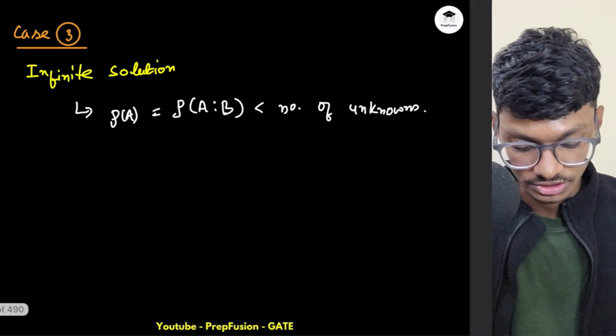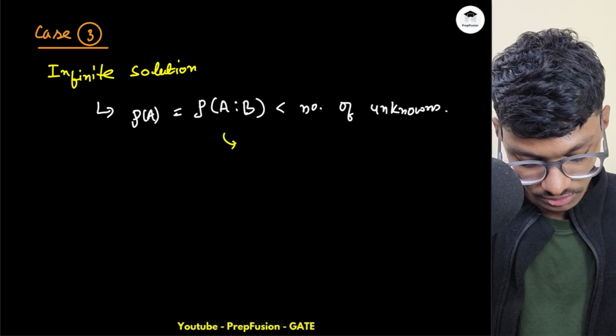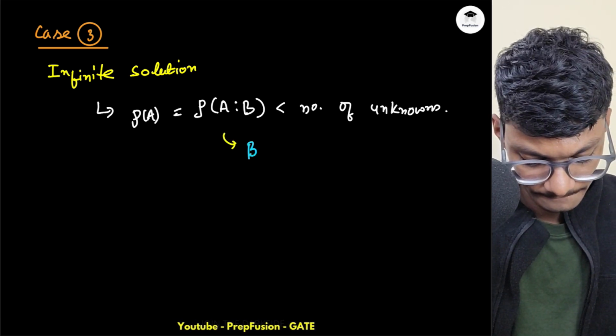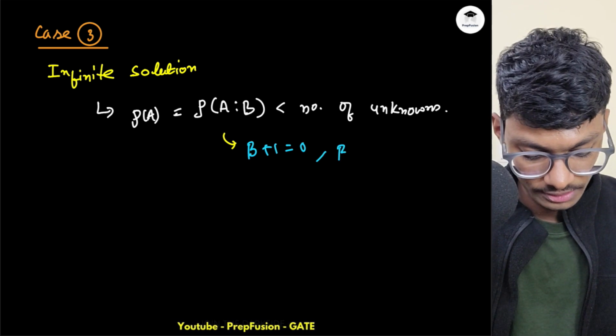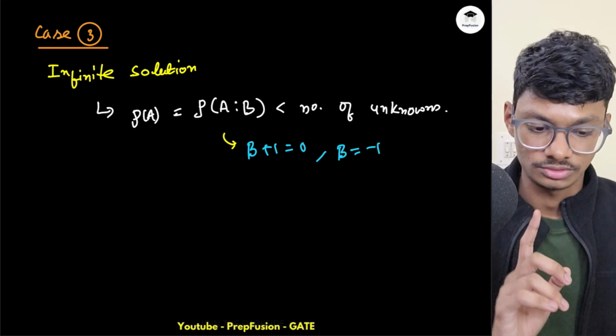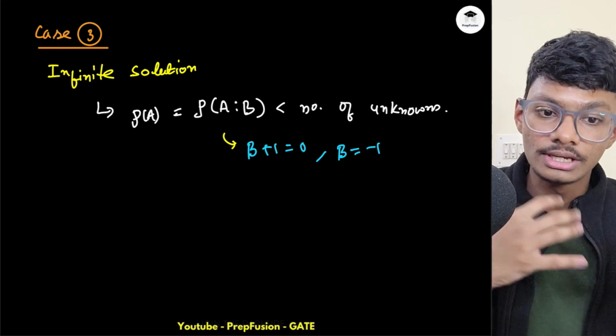So beta plus 1 equals 0. So beta equals minus 1. So this is the case for infinite solution.